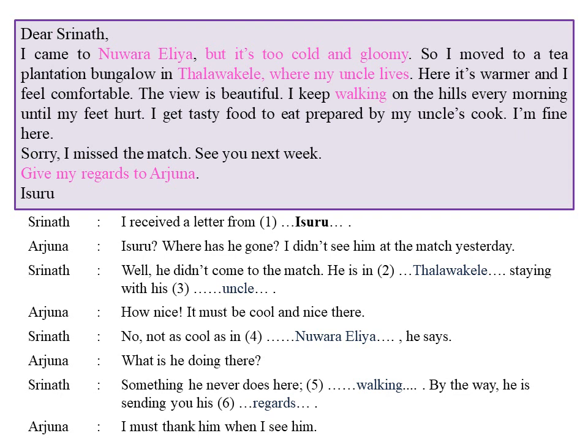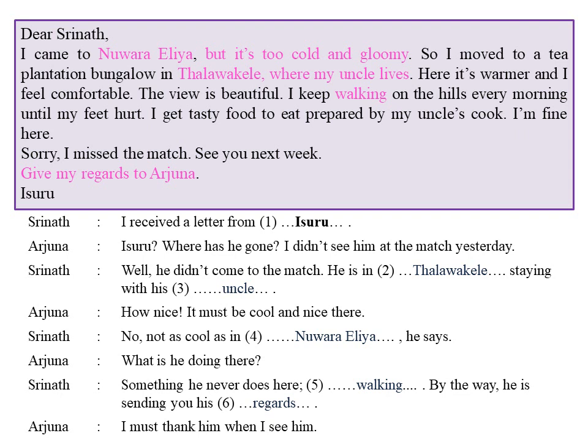What word did you write on the fourth blank? To get the answer for it, you have to read the first two sentences of the letter. So, the answer for the fourth blank is Nuwara Eliya. What is the word for the fifth blank? Srinath says something regarding Isuru as a reply for Arjuna's question. The thing Isuru never does is none other than walking. So, the answer is walking.